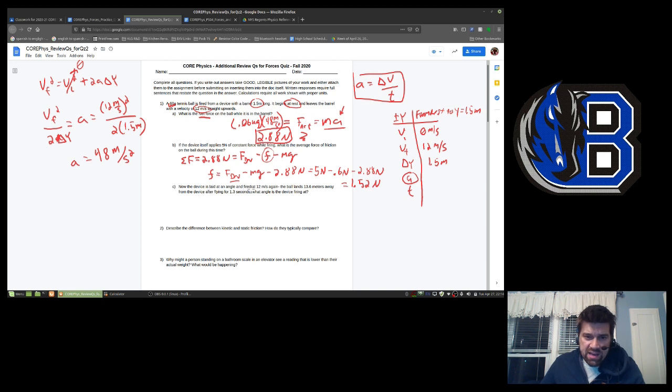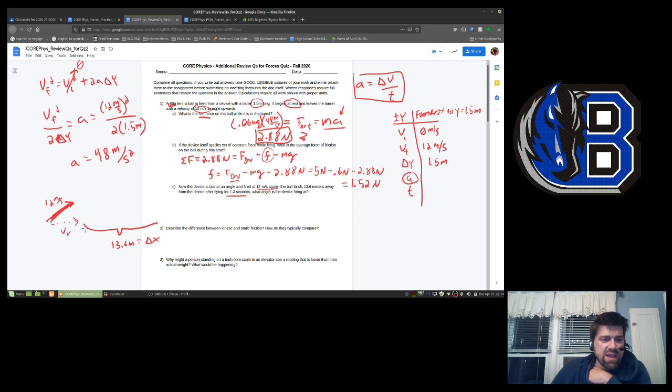Now the device is laid at an angle, but it's fired at 12 meters per second again. So that's no longer straight up, it's at an angle, so it's two-dimensional. The ball lands 13.6 meters away from the device, so if you imagine my little potato cannon, tennis ball cannon type thing, I'm going to shoot at 12 meters per second, and it's going to land 13.6 meters away. That's a horizontal displacement. And I have the flight time too, so if only I knew how much of that velocity was in the x direction, because I could use that side to find my angle.